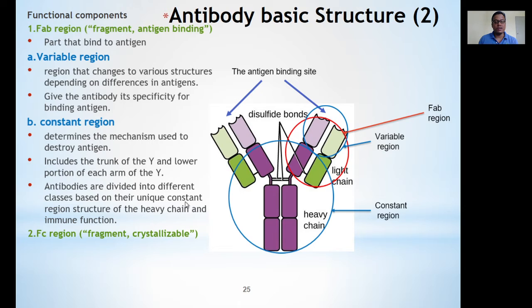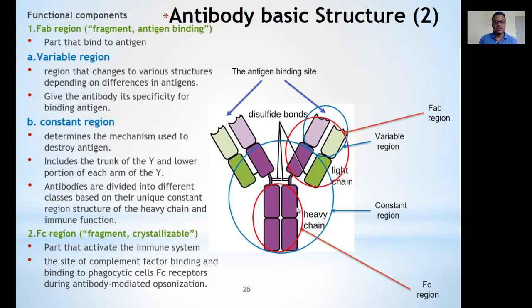The second part that gives the function of the antibody is the Fc region, the fragment crystallizable. This is the part that activates the immune response. This is the site of complement binding, binding the complement factor, and also binding to phagocytic cells' Fc receptors during antibody mediated opsonization.